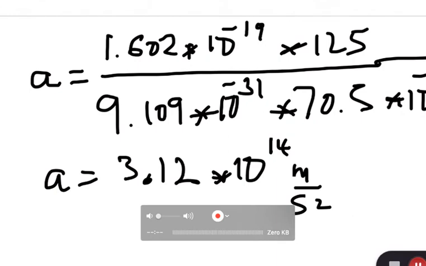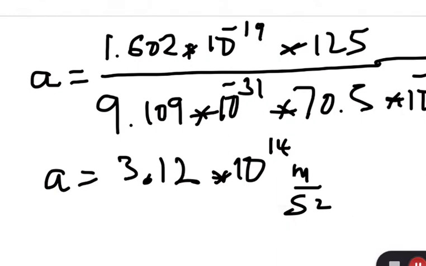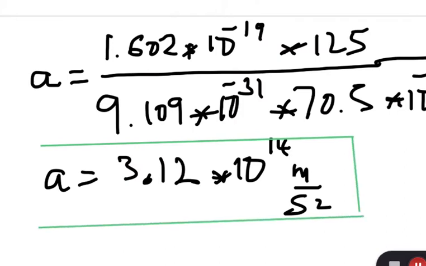Once we do the calculations, we should end up with this equation here. And of course, after calculations, we would have the result here. So the acceleration in this case would be 3.12 × 10^14 meters per second squared. So that's a reasonable number.